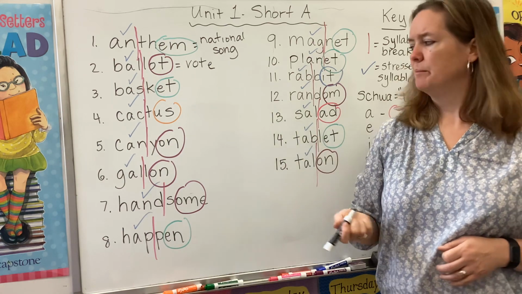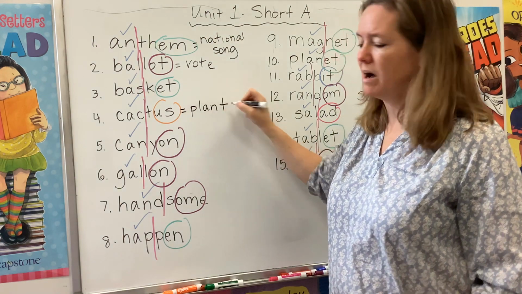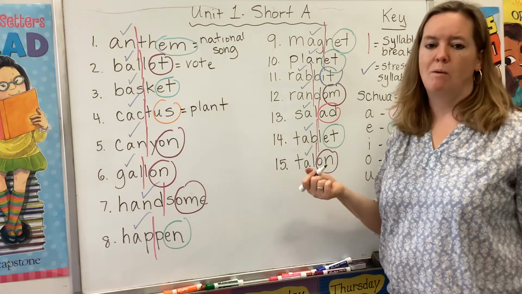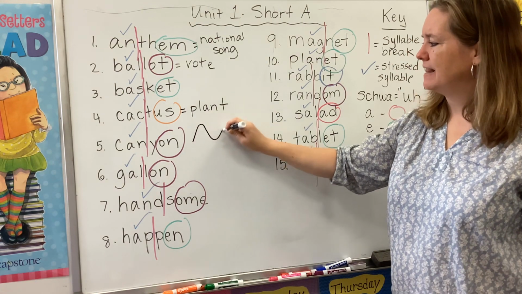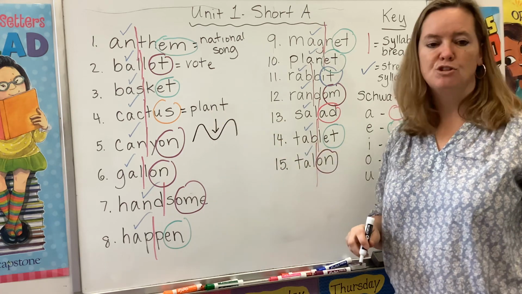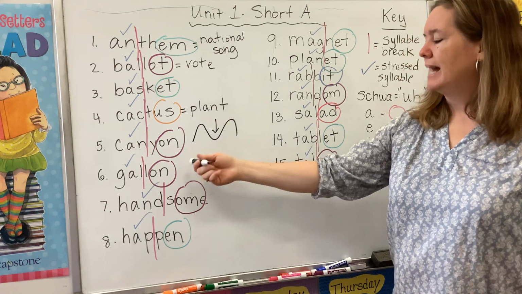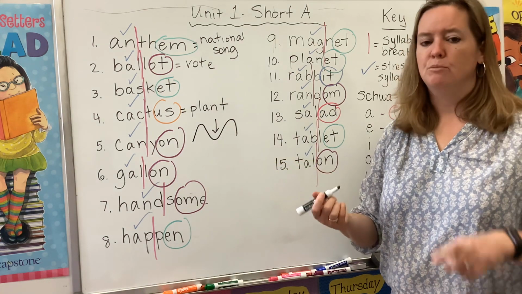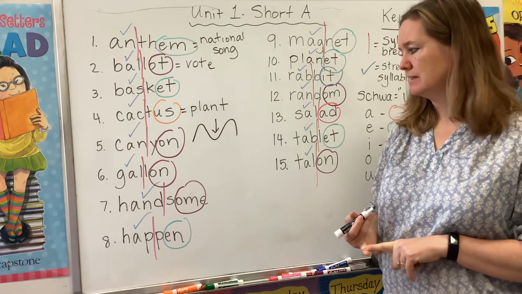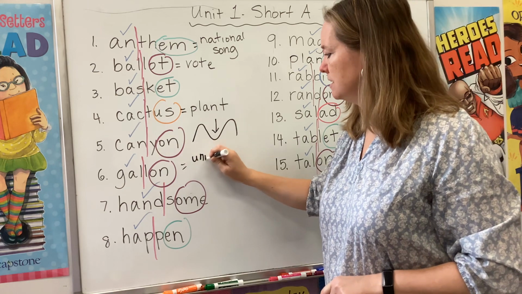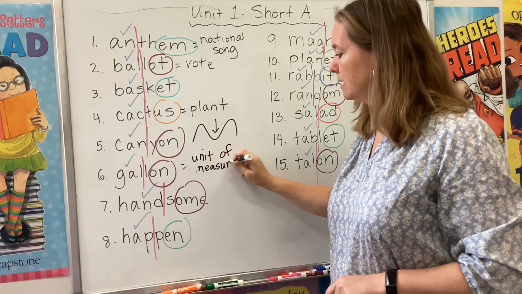Basket, I bet you know. A cactus is a type of plant that needs very little water. So you see a cactus grow well in desert conditions. A canyon, that would be the space between two mountains, that deep area, like think of the Grand Canyon. A gallon is a unit of measurement. You might buy a gallon of milk or fill your car with gallons of gas. Okay, so a gallon, we'll say, is a unit of measurement, specifically liquid measurement.